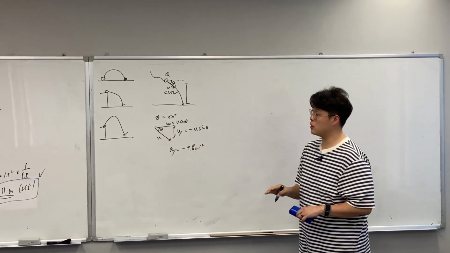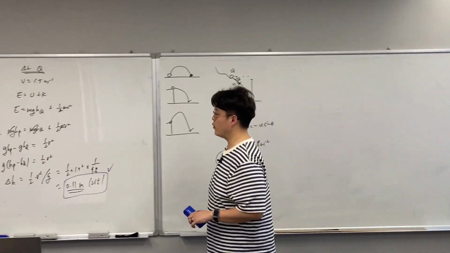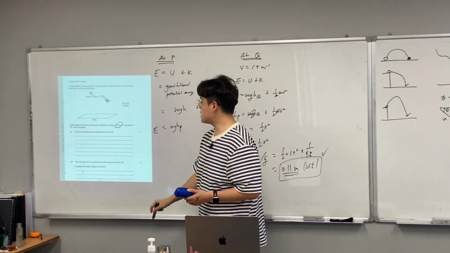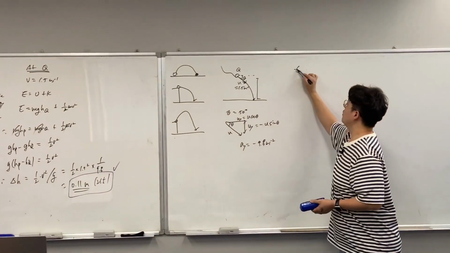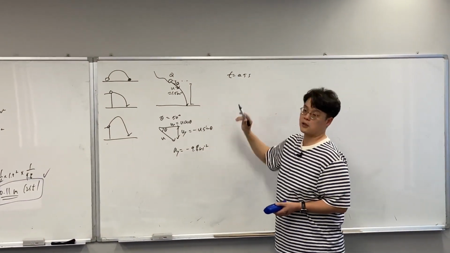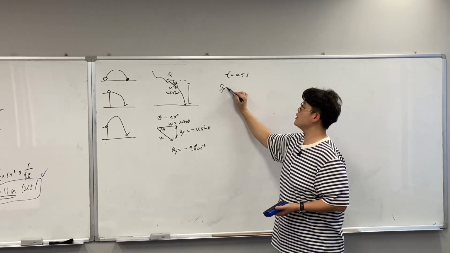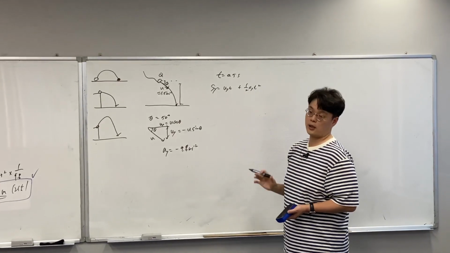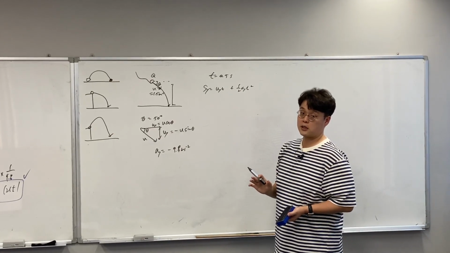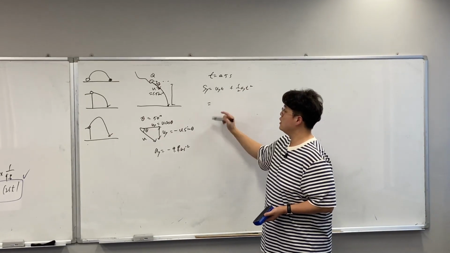And then what we do is we're going to apply the same rules. What we are given there is it takes 0.5 seconds. The time taken is given. So t was given as 0.5 seconds. Then use this: sy equals uy t plus half ay t squared. Does it make sense? Let's substitute all the values in.